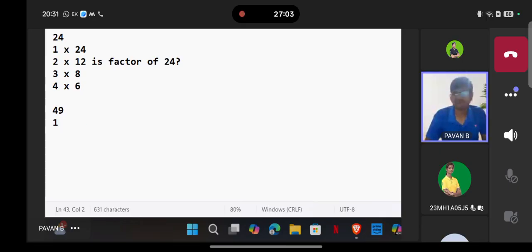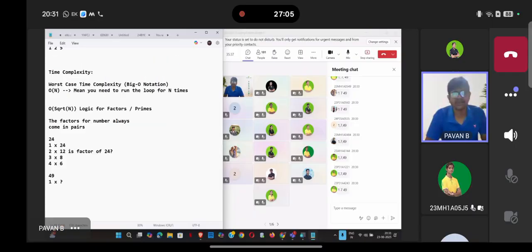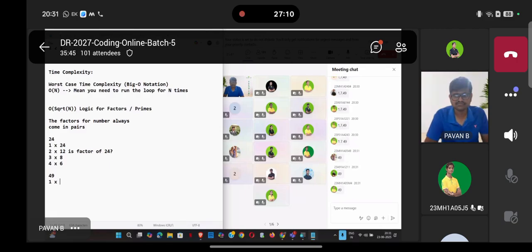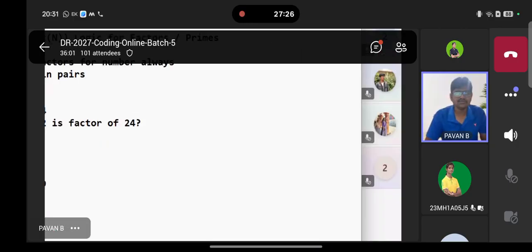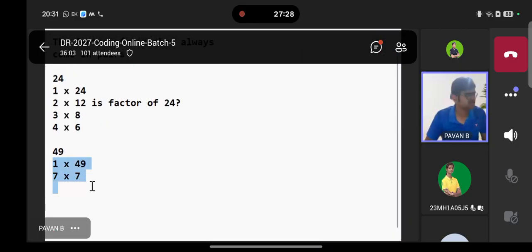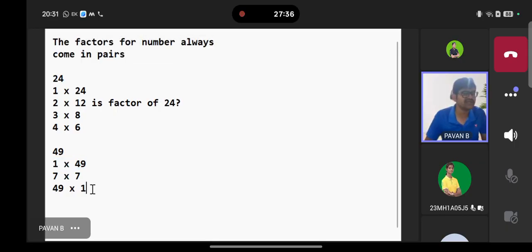But now see, if 1 is a factor of 49, what is its pair buddy? What is the pair buddy of 1? 49, right? Now, if 7 is a factor of 49, what is its pair buddy? 7's pair buddy is 7 only, right? Now, see, you don't need to go any further because after 1 and 7, you will again find 49, right? If you find 49, again the same pair will be repeated, 49 into 1. So you can stop at 7.